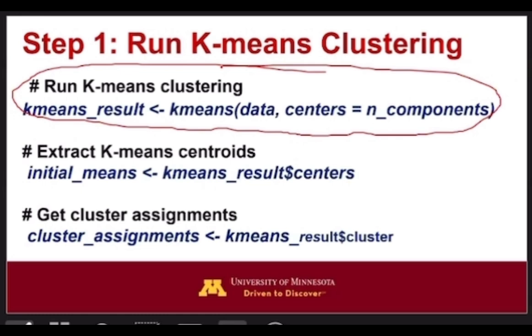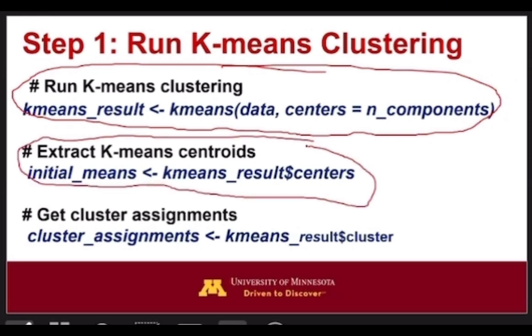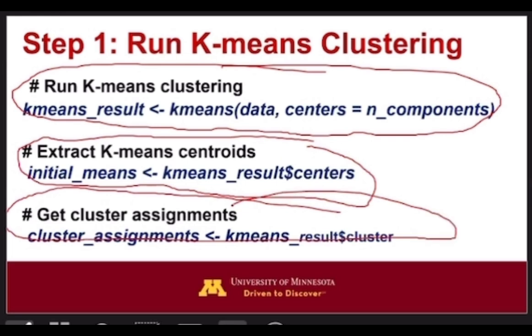Okay, now extract the k-means centroid. What we need is the centroid. The centroid in k-means is just the center of the cluster, the mean of the cluster. Extract the k-means centroid, the initial means. After that, we can get the cluster assignment. You can see the cluster assignment based on k-means.